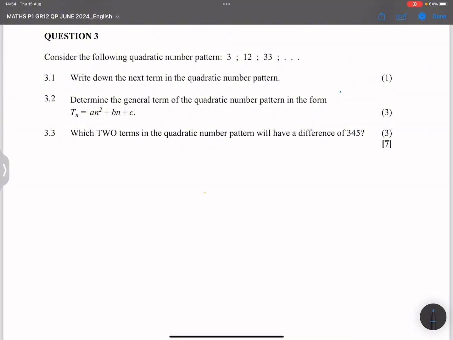And now we have a look at question 3. They say, consider the following quadratic number pattern. We've got 3, 12, and 33. So let's write it down. Now, the first thing that we're going to do with any quadratic number pattern is that we need to find out what the first difference is, right? Our first difference is going to be 12 minus 3. That gives us 9. And we've got 33 minus 12. That gives us 21, right?